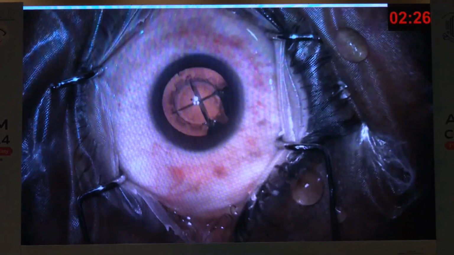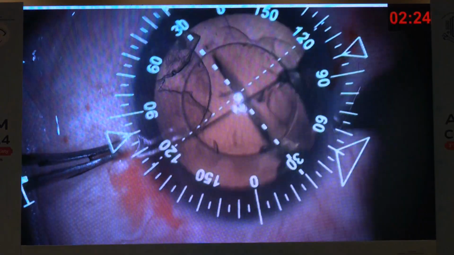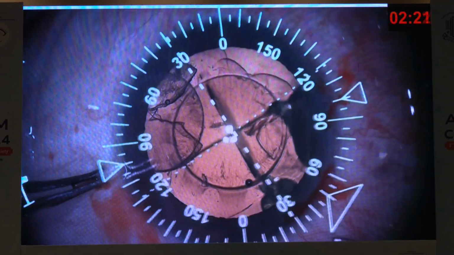So here we have a case where we are going ahead with a femtolaser assisted cataract surgery with a premium lens.